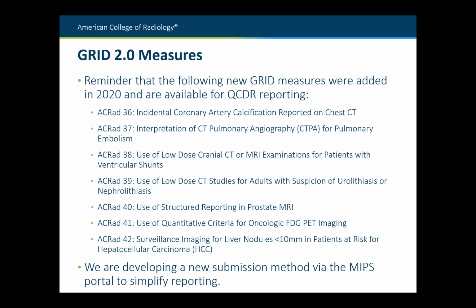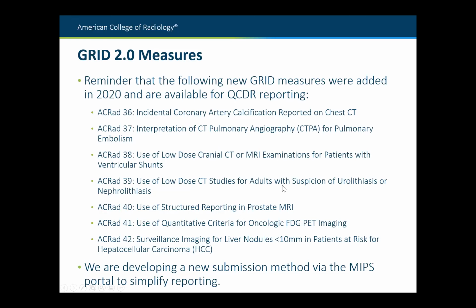Now, that being said, we also are trying to develop a new submission method for these measures that will make it even easier to report them. Right now, you have to submit them through the GRID template and upload them through your GRID registry page. But what we're planning for, hopefully within the next month or so, is to create a simplified template that allows you to submit these measures using the MIPS portal. And the format is going to be very similar to the MIPS template, which is, basically, you give the denominator codes, you give the numerator codes, and then the rest is just the basic exam information.